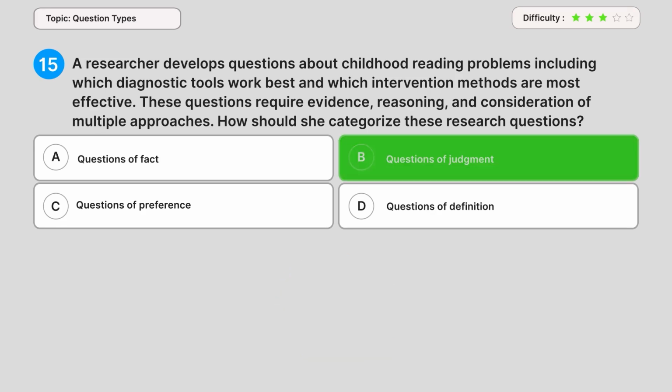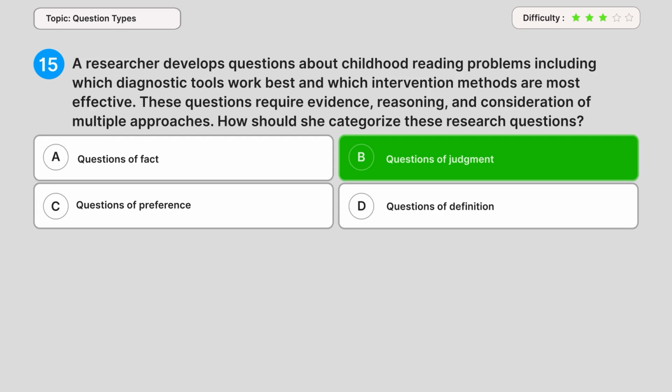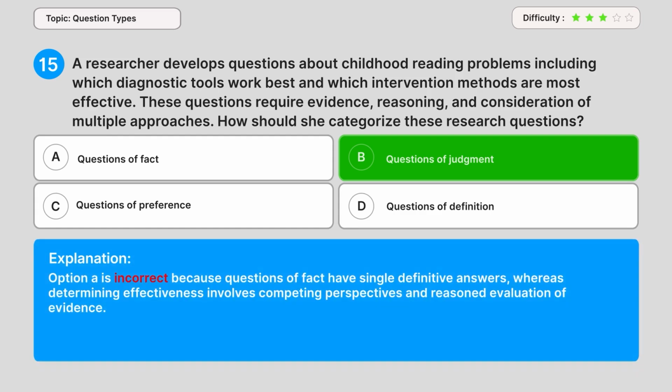Correct answer, B. Questions of judgment. Explanation. Option B is correct because these questions require evidence, reasoning, and consideration of multiple schools of thought, with some answers potentially better than others based on criteria. Option A is incorrect because questions of fact have single definitive answers, whereas determining effectiveness involves competing perspectives and reasoned evaluation of evidence.